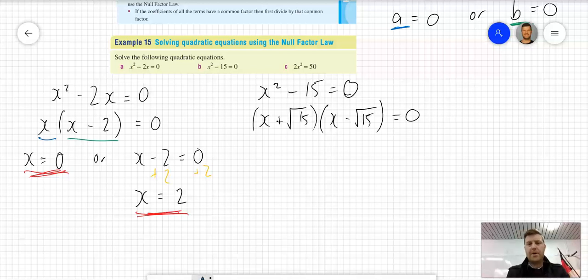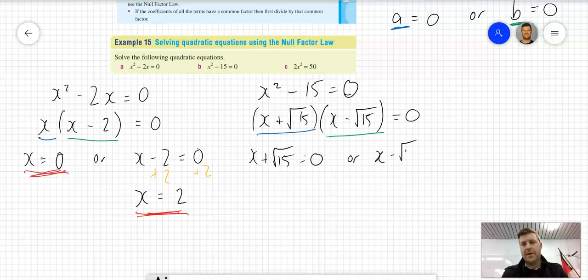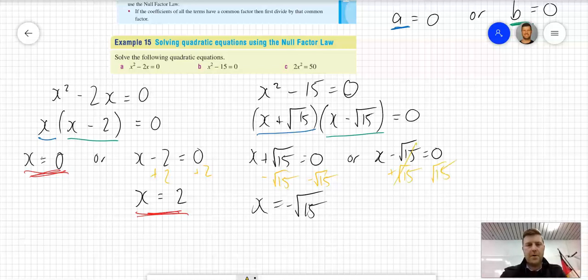is equal to 0. Now I'm at the point again where I've got one term times another term equal to 0. If that's the case, then x plus root 15 must equal 0, or x take root 15 must be equal to 0. Okay, now I'm going to solve again. I'm going to subtract root 15 on both sides. Gives me x equals negative root 15, or if I add root 15 on both sides here, I've got x equals positive root 15. Again, a quadratic equation with two solutions, and it's really important that you write both of those solutions.